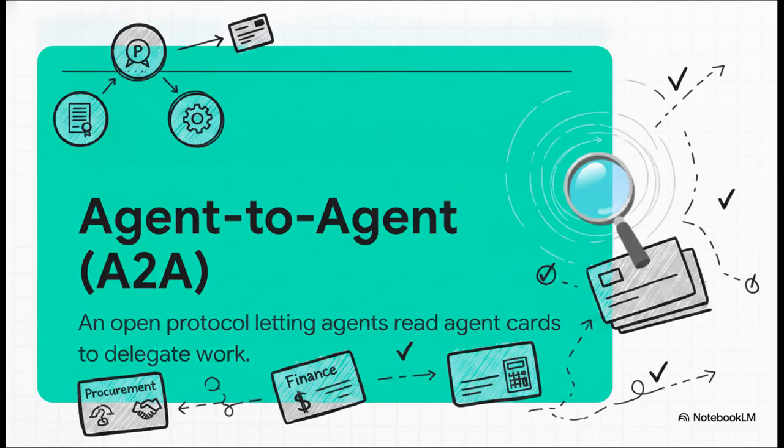For example, a specialized procurement agent could negotiate a vendor contract and then use A-to-A to seamlessly hand off that finalized contract to a dedicated finance agent for spend approval. We're talking about entirely automated collaboration happening at machine speed.